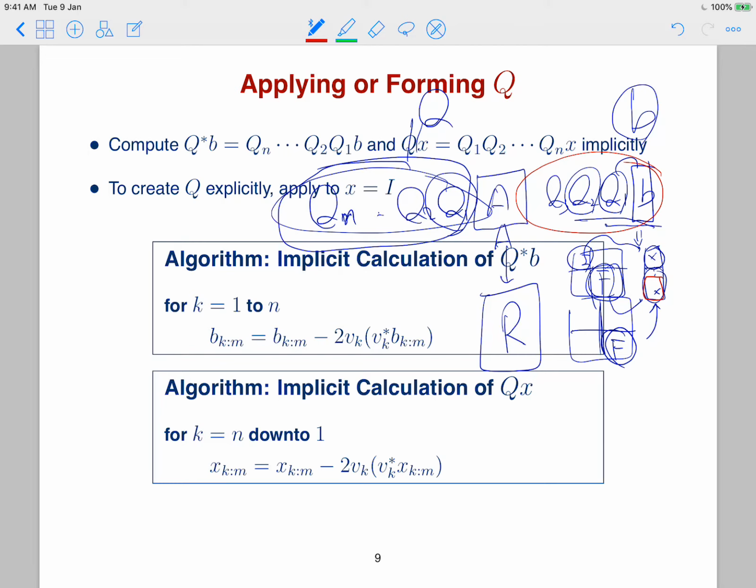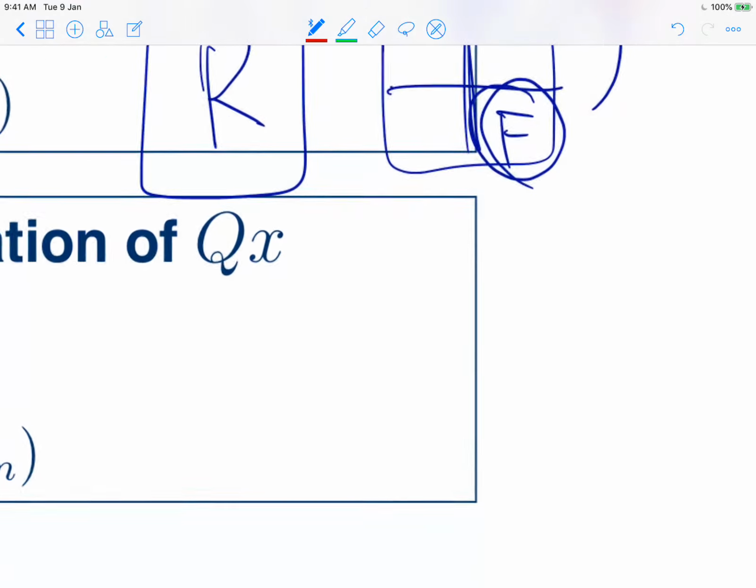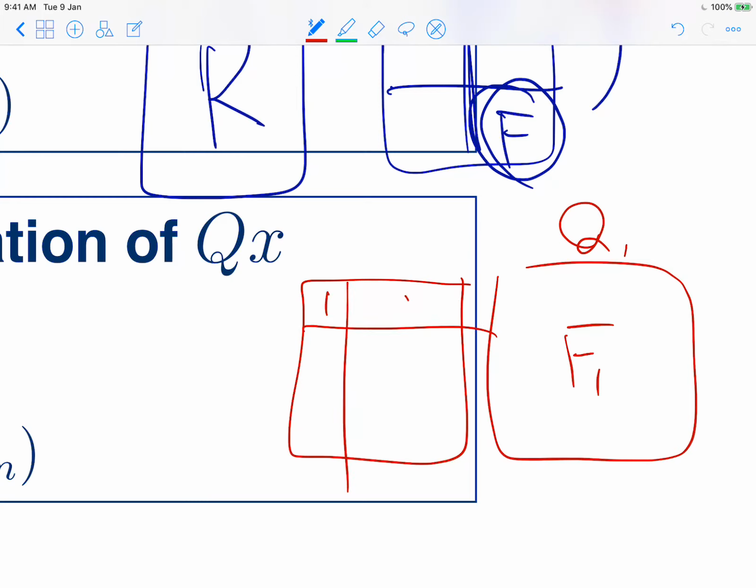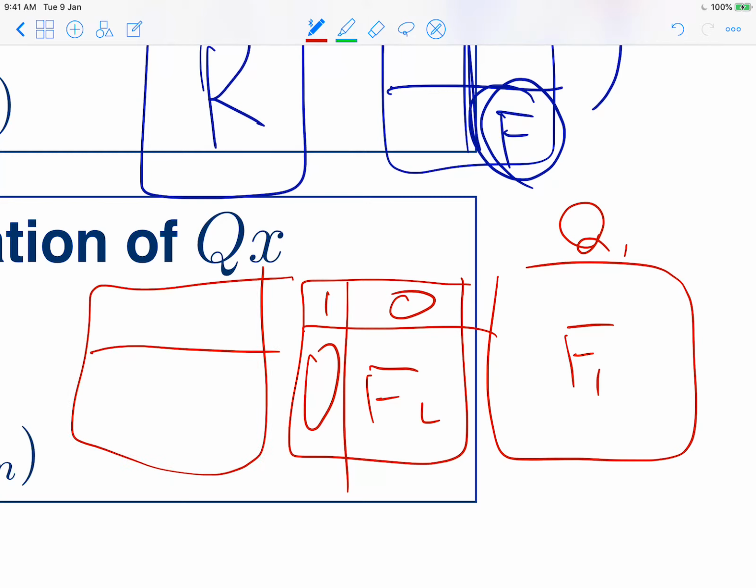I mean, what exactly is the meaning of obtaining an explicit Q? So when obtaining Q, we actually need to compute this F1, the bigger one, and this is Q1, and Q2 will be 1 here and 0 here, 0 here, and F2, and 1, 1.